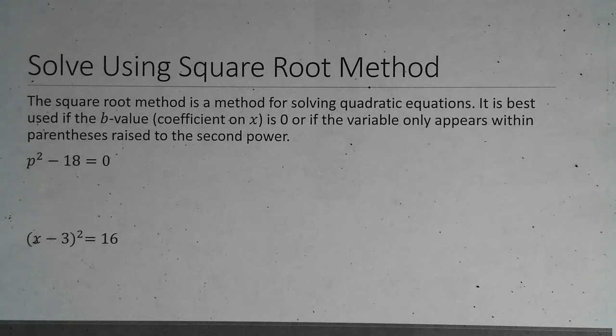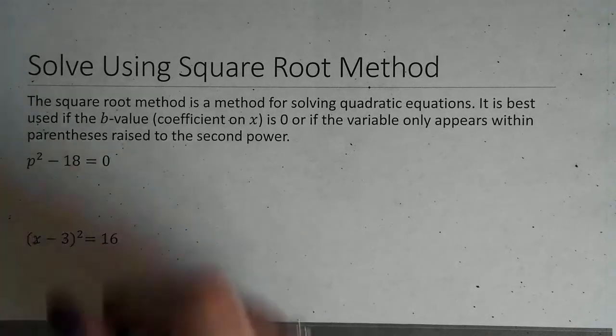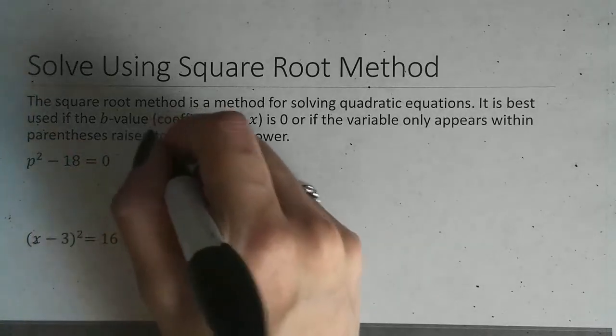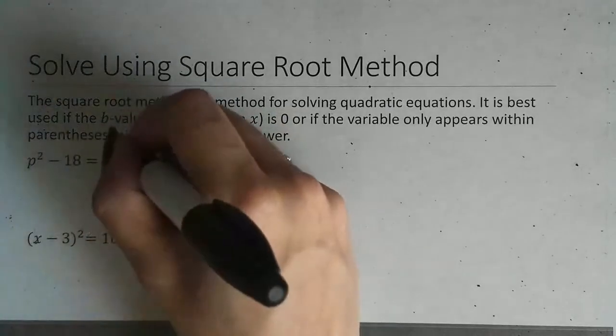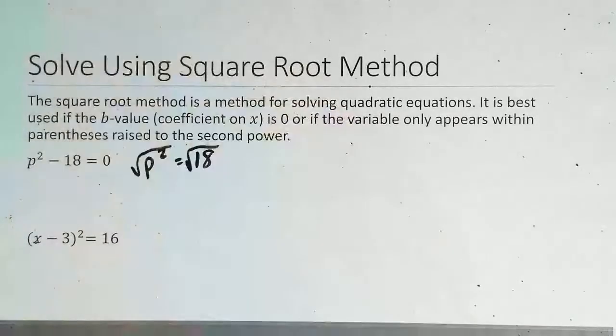So if I have p squared minus 18 equals 0, then this is a case where our b value is 0. What I'm going to do is add 18 to both sides. So I have p squared is equal to 18. To get the p by itself, I just need to take the square root of both sides.